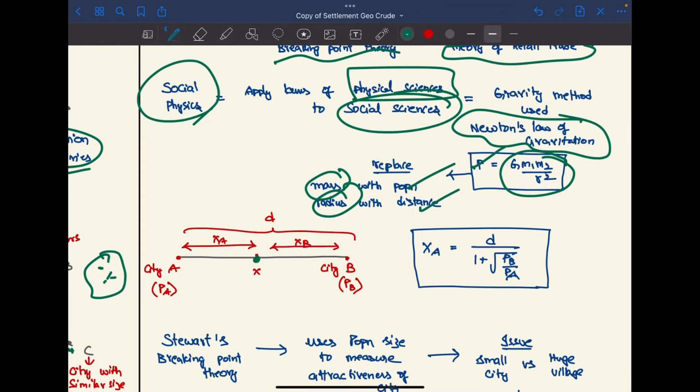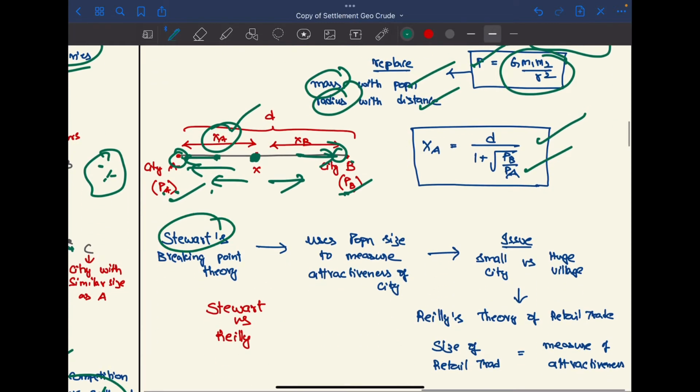So if there are two planets and there is a body here, the force exerted by these two planets would be equal. Similarly, there are two cities with population PA and PB. The influence exerted by both these cities would be similar here. To get the distance, we use this formula, that is d by 1 plus root over PA by PB. At this point the influence would be the same. So a person living here would go here and a person living here would go here.